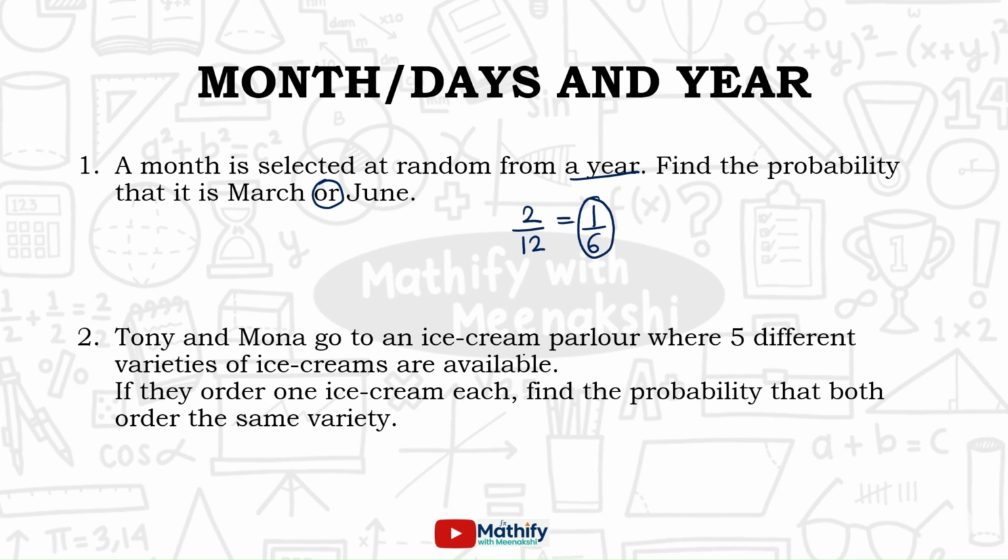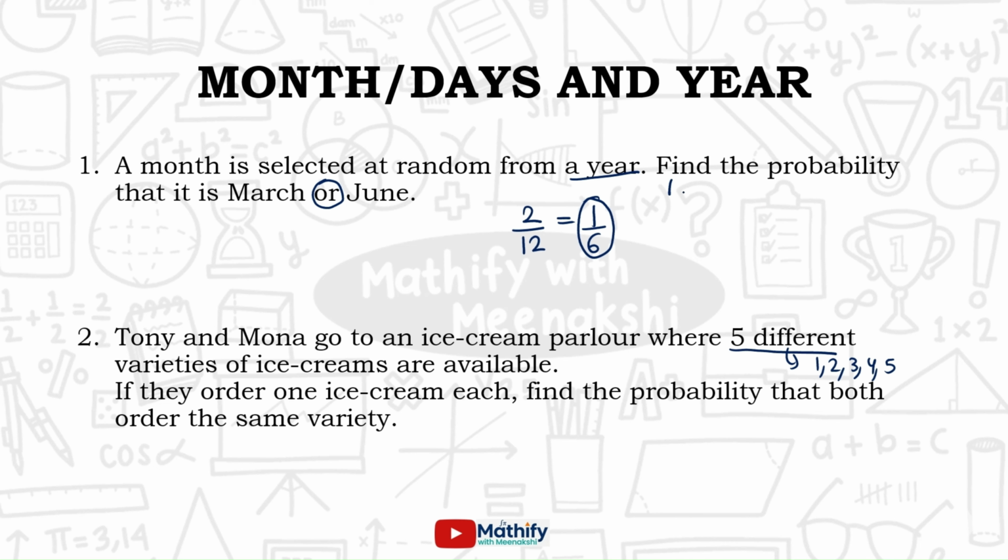Tony and Mona go to an ice cream parlor where 5 different varieties of ice cream are available. If they order one ice cream each, find the probability that both order the same variety. Let's write the total outcomes that are possible. Suppose we have 5 flavors, 1, 2, 3, 4, 5. I'm writing numbers for flavors, 1, 2, 3, 4, 5.